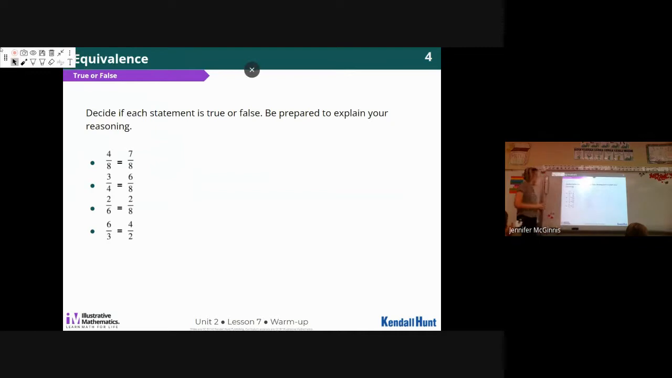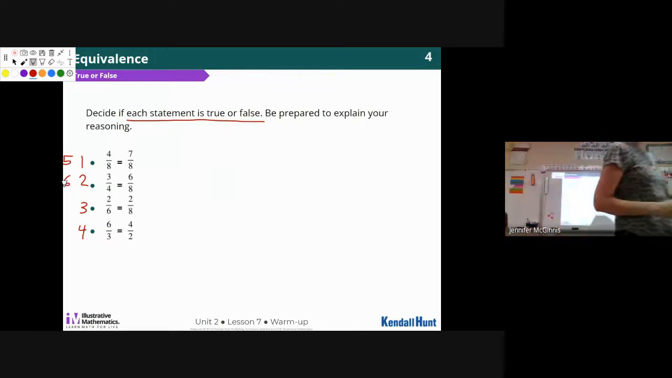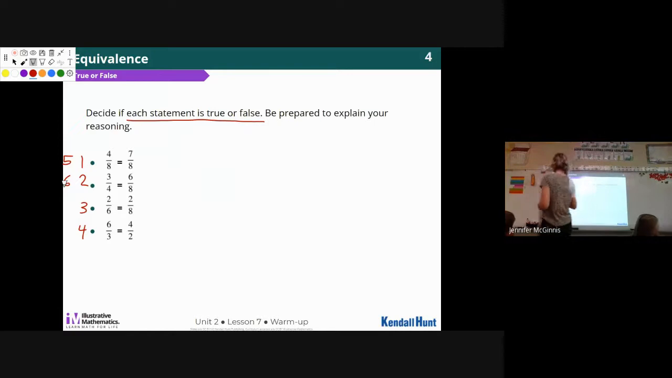Decide if each statement is true or false. Be prepared to explain your reasoning. So, I want table 1 to do the top one only. And all you're doing is deciding if the statement is true or false. That's all you're doing. Table 2, this one's yours. Table 3, 4, 5, 6. A good way to start the conversation would be some noticing and wonder comments. What do you notice and what do you wonder about these things? Go to work. You have 1 minute.